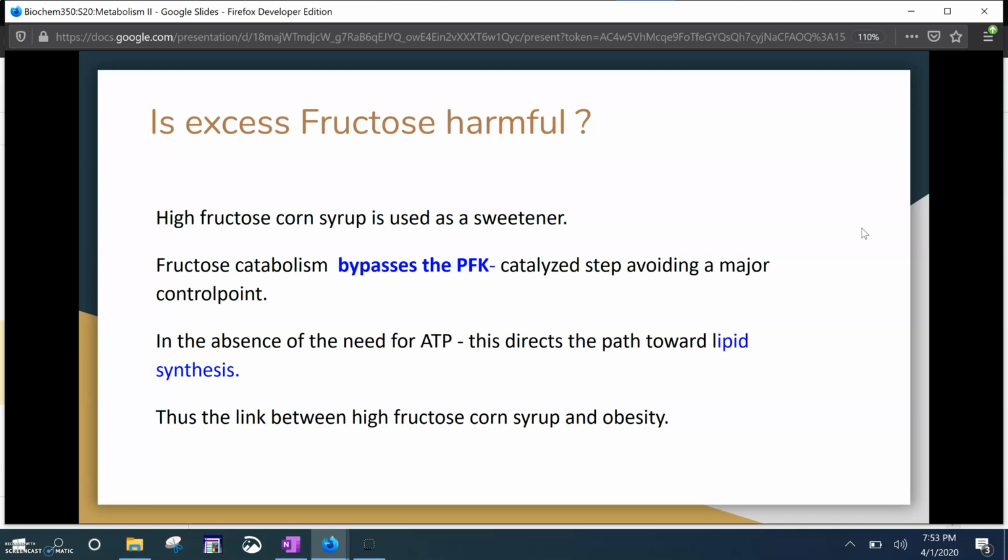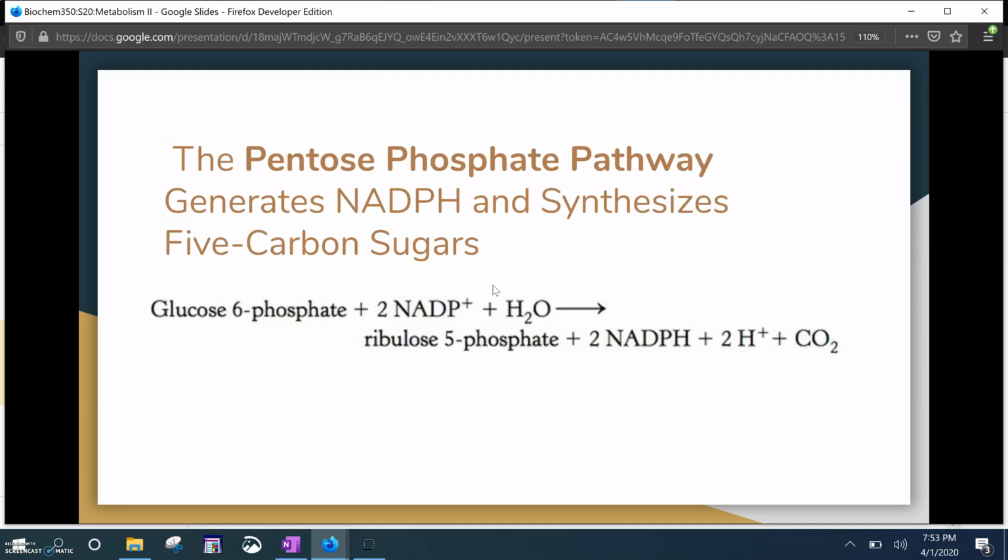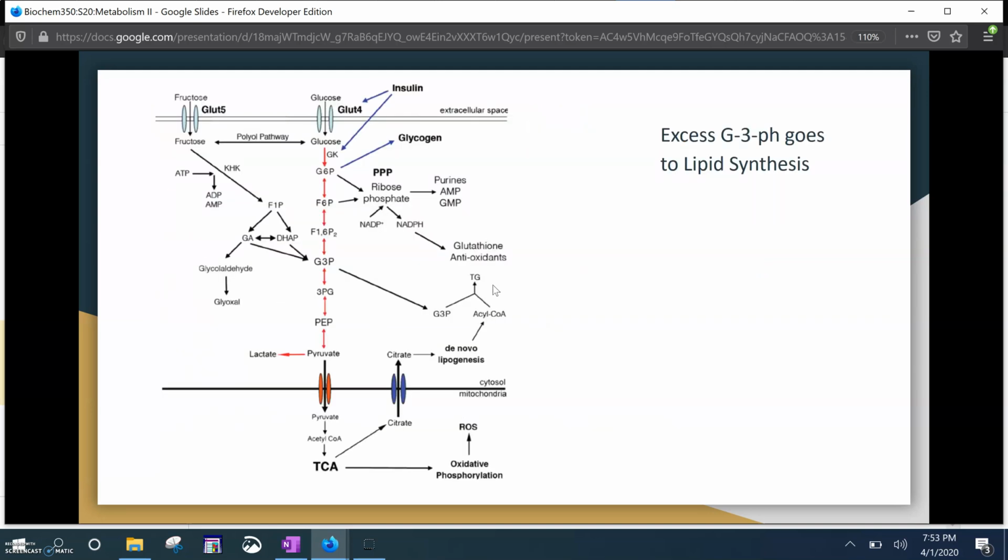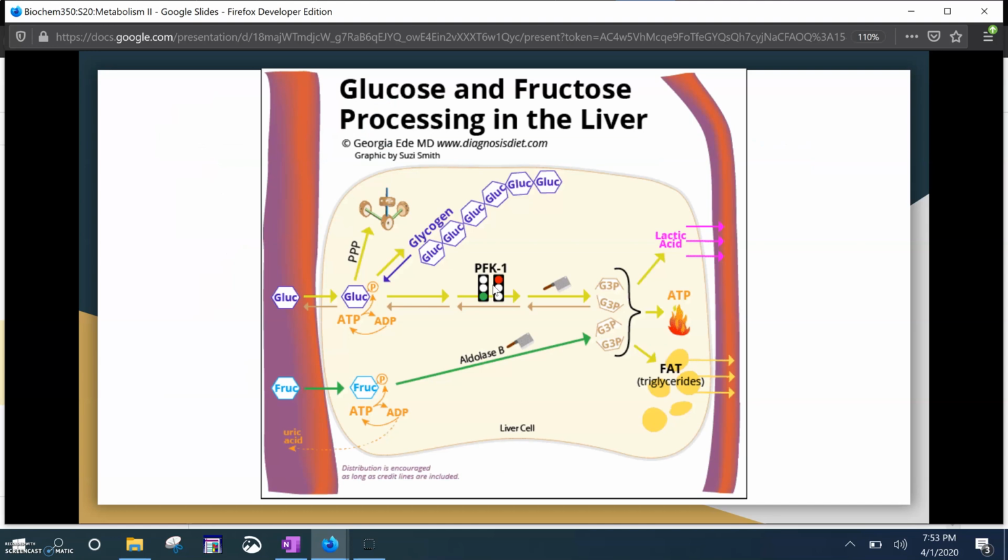But if it doesn't go through, some of it bypasses the phosphofructokinase catalyzation step, and that's a major control point. So let me look at it this way. We have glucose. Glucose is broken down through the various steps of glycolysis, and when it hits this enzyme, phosphofructokinase, is where it decides whether to go or not. If the body needs energy, needs ATP, it'll go forward and go through the rest of the cycle. If it doesn't, then it backs up and goes into glycogen and just stores it.